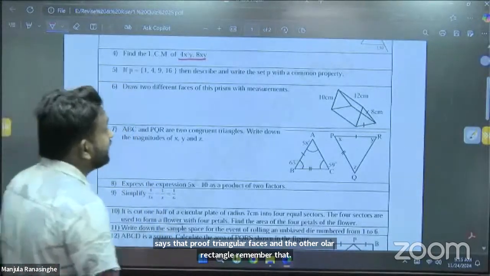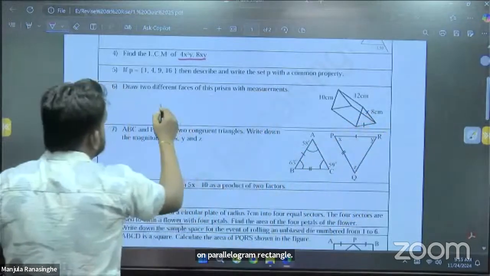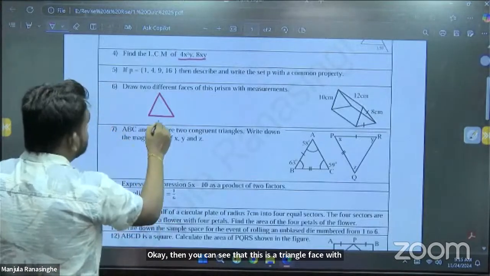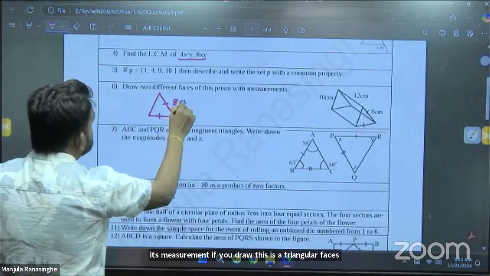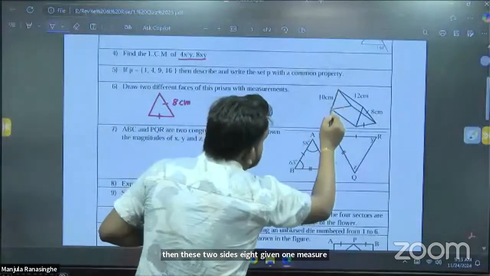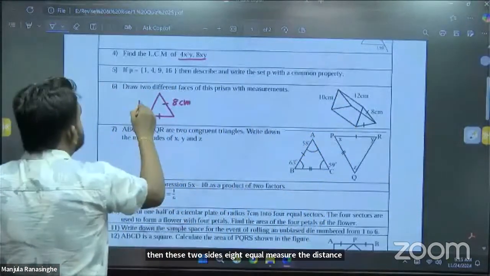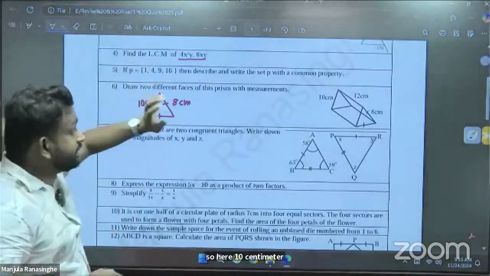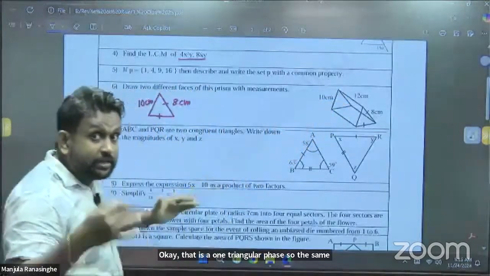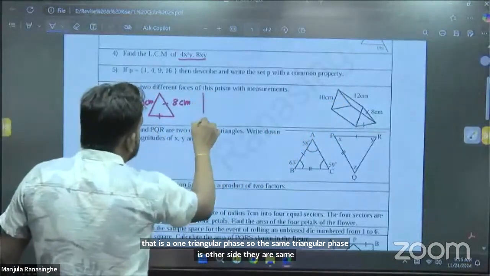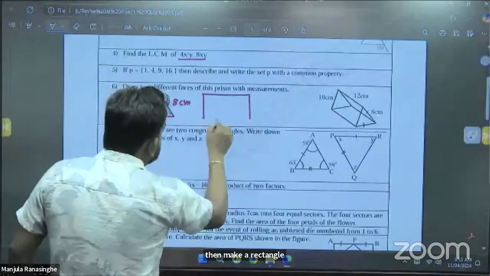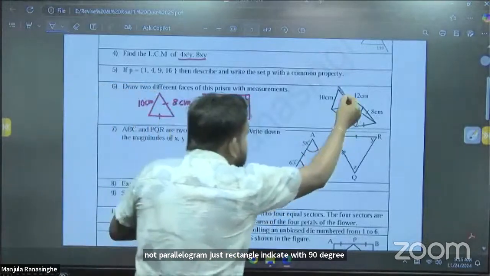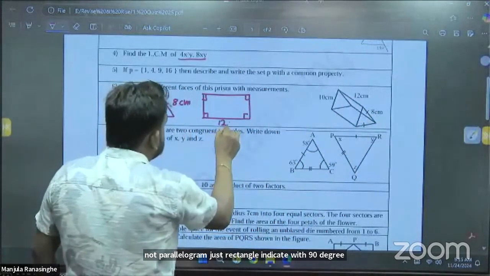Okay, then you can see that this is a triangle face with its measurement. If you draw, this is a triangular face. Then these two sides are 8 given, measure the distance, and this side length here is 10 and here also 10. So here 10 centimeter. Okay, that is one triangular face. The other side has the same triangular face. Then make a rectangle, not parallelogram, just a rectangle, indicate with 90 degree. And then mark here the length is 12, so here should be 12 centimeter.